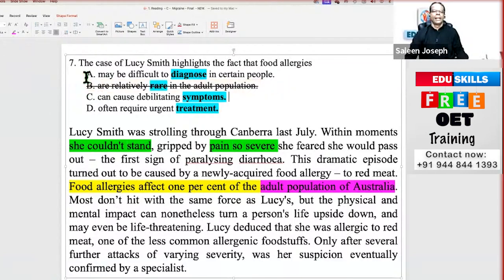Okay, and the text, as we said, doesn't speak anything about diagnosis, right? And maybe also, as we said, the modal verb is speaking about an opinion, whereas we are asked about fact. Often require urgent treatment: is there anything about treatment in the paragraph? No, Father. Nowhere is treatment mentioned. Even otherwise, she couldn't stand, pain so severe, the physical and mental impact can nonetheless turn a person's life upside down. So all these are speaking about the symptoms of food allergies. Is that clear? Yes, Father.